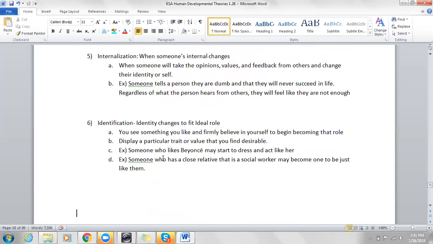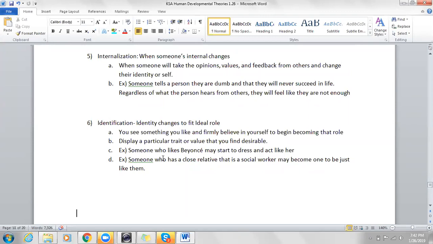Internalization is when someone internally changes. So when someone will take the opinions, values, and feedback from others and change their identity or self around that. So an example of this: someone tells a person they're dumb and that they will never succeed in life, and regardless of what the person hears from others, they will feel like they're not good enough.